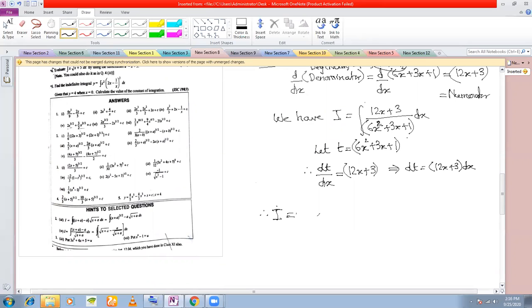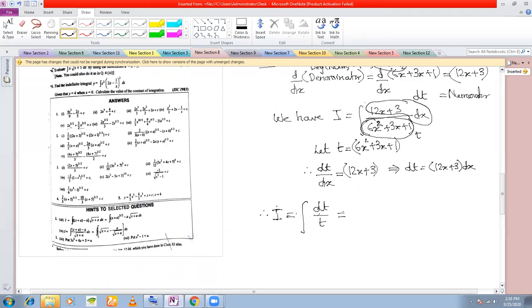Therefore, I is equal to the integral of (12x plus 3) dx. This entire thing is dt, right? Yes, sir. And what is this here? This is t. So this integral becomes what? If I have changed the variable to t, this becomes simply dt by t, right or wrong? Yes, sir.